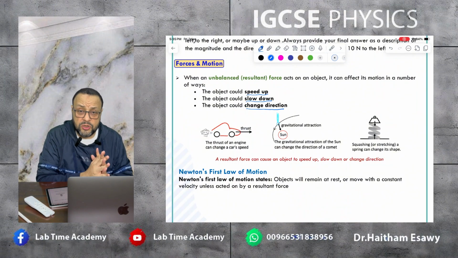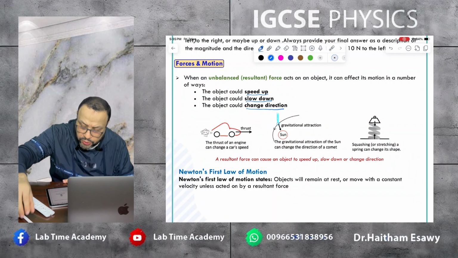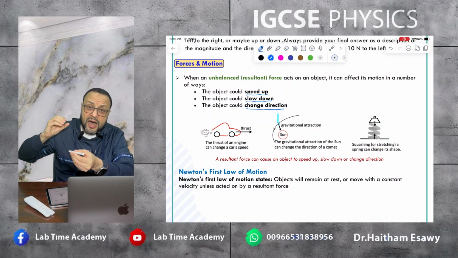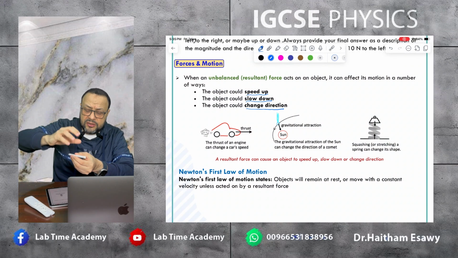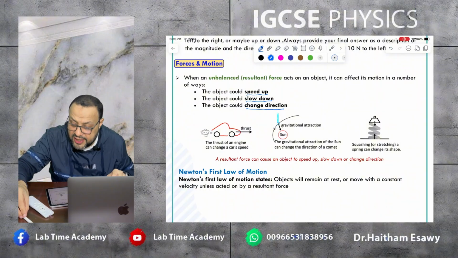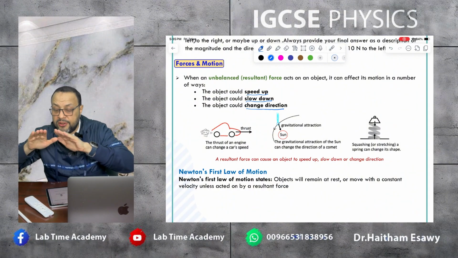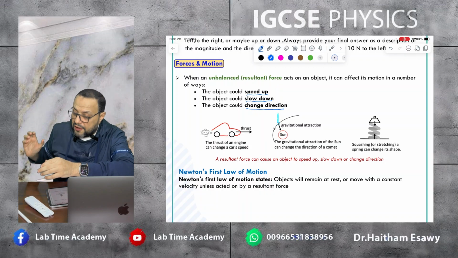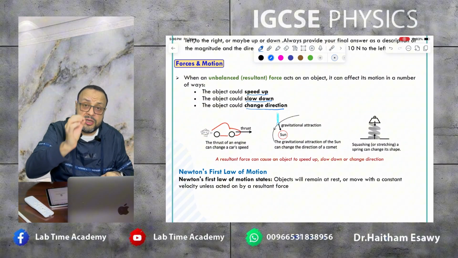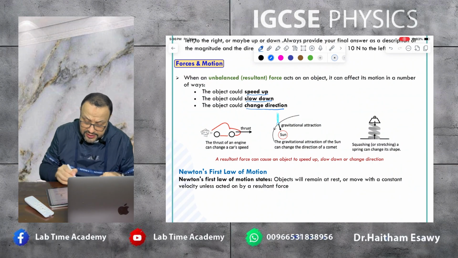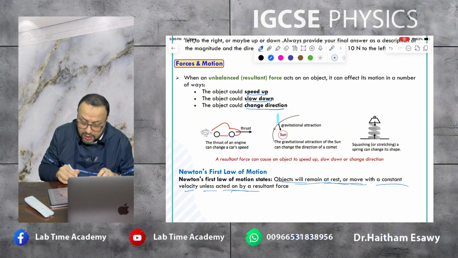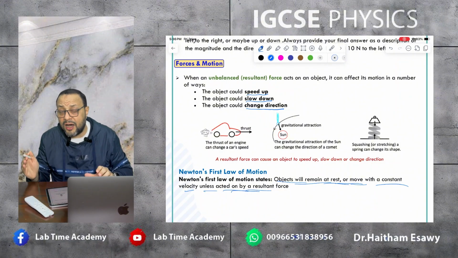So Newton's first law of motion: an object at rest will remain at rest, or move with a constant velocity, unless it is acted on by an unbalanced force. If I start to affect this object with a force, the object can move. But if I leave the object like this, the object will still be at rest. The object will not move. But if I start to affect the object with a force, at this moment it will start to move. This is related to Newton's first law. So here, Newton's first law: objects will remain at rest or move with a constant velocity unless acted on by a resultant force or an unbalanced force.